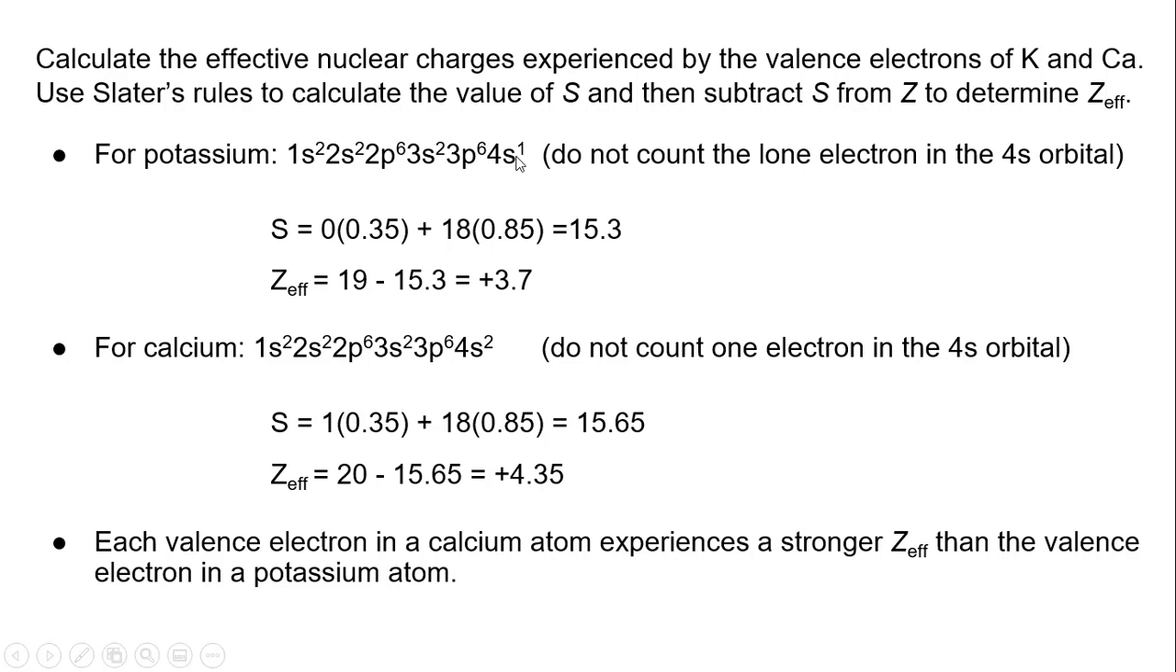Now calcium has 1 more electron, so we anticipate that it should be a larger number, and it is. So we go through the same steps, but we count one valence electron. So unlike this one where we didn't count anything, now we have to take this into account. And this gives us a number of plus 4.35. So each valence electron in a calcium atom experiences a stronger effective nuclear charge than the valence electron in potassium. So basically it's got a higher number. It's a tongue twister, a stronger effective nuclear charge than potassium.